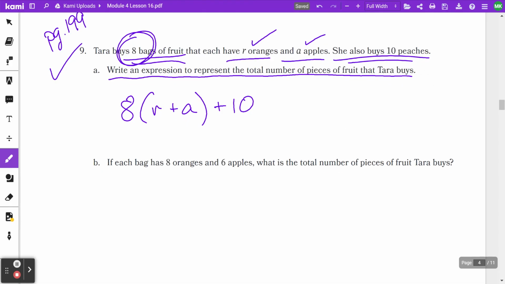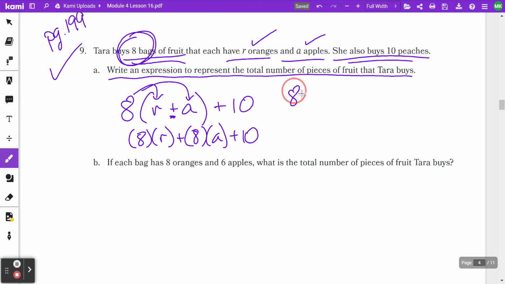Well, I kind of did already, but I can rewrite these. Let's distribute. 8 times r, plus the 8 times the a, distributive property, plus the 10. And now I can just combine everything. So I have an 8r plus 8a plus 10. There you go.